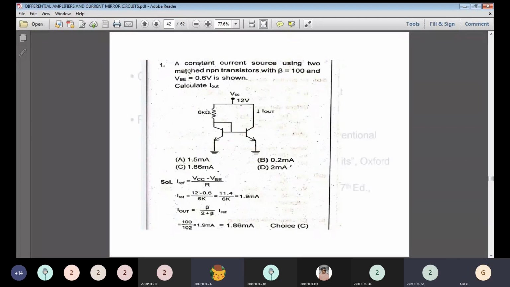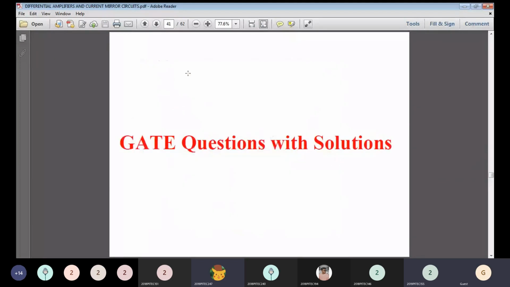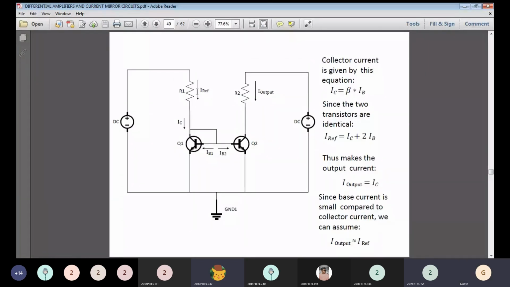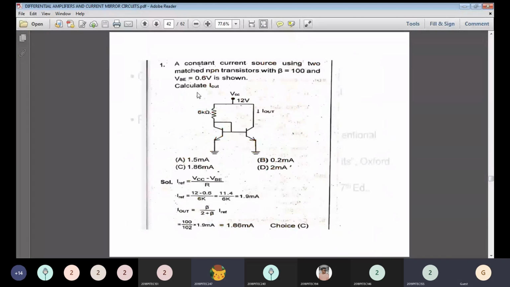What is I out? First, just recall the concept. I out is equal to what? I reference, right? It is equal to I reference when IB is very small. So what is the I reference value here? See, I reference is this one. Imagine the circuit.